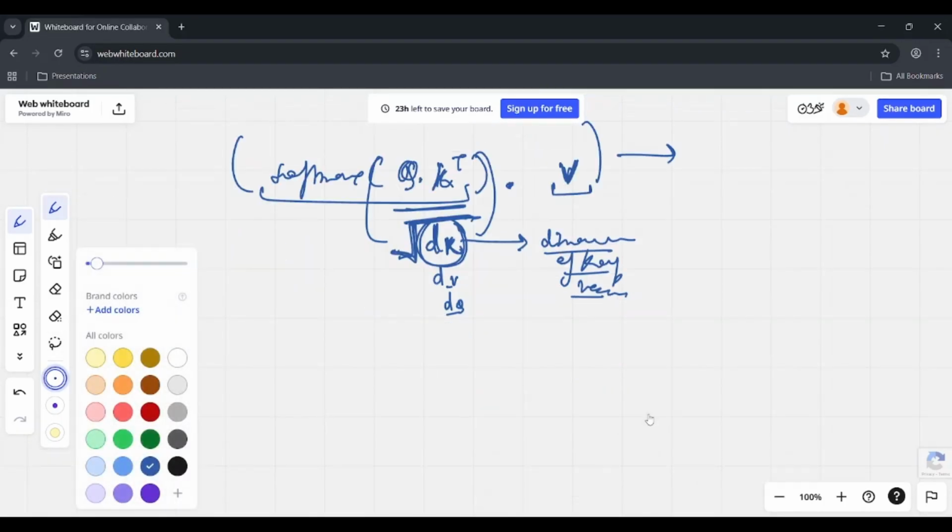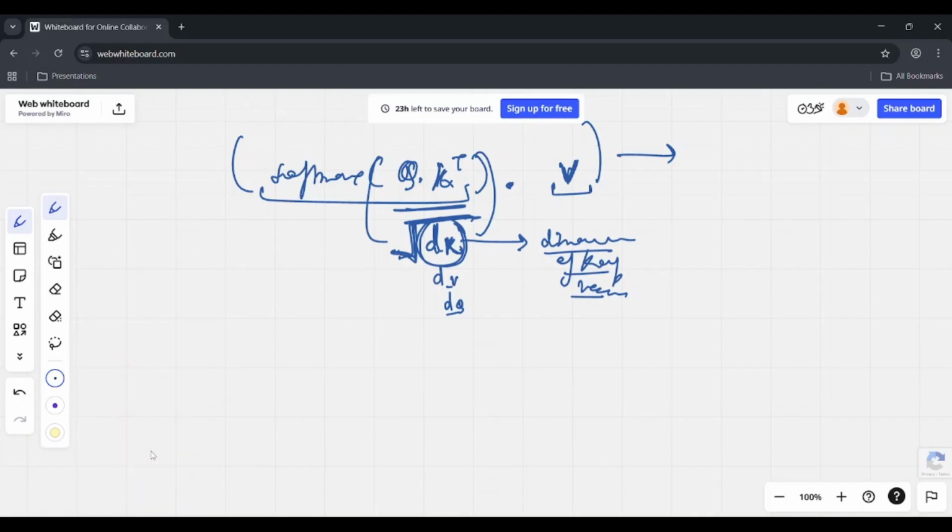Let's first understand the nature of the dot product. We are considering two vectors here, and we have a dot product of these two vectors. Now, there is one property of the dot product: if the dimension of these vectors increases, then the variance also increases.